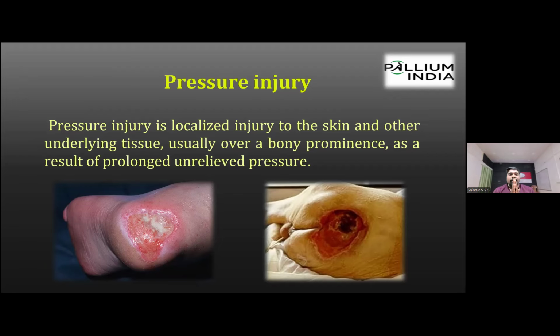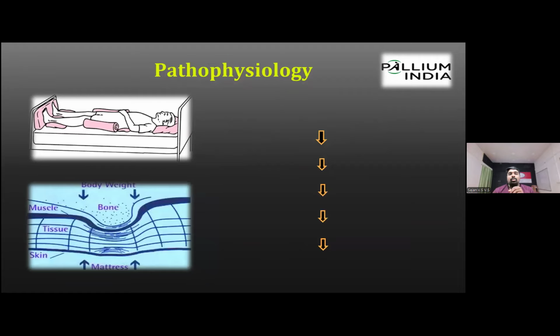We can define it as a localized injury happening on the patient's body, basically in bony prominence areas or pressure-prone areas, because of unrelieved pressure on that particular area for a long time. So this is the pressure injury. We can describe a simple pathophysiology. In this picture, you can see a patient lying in the supine position for a long time. We can consider this a bedbound patient.